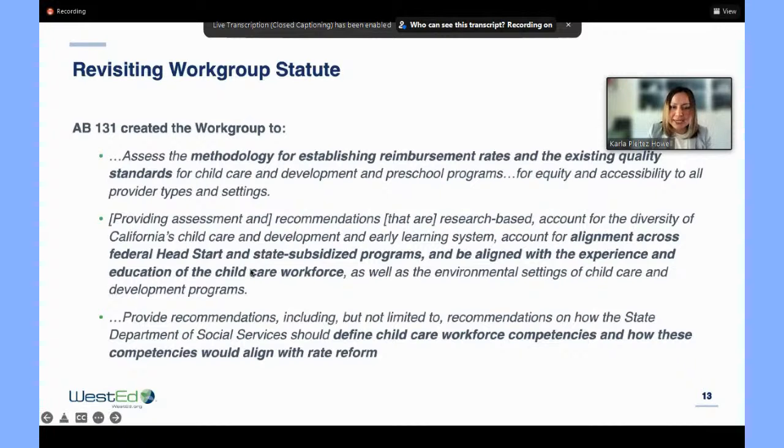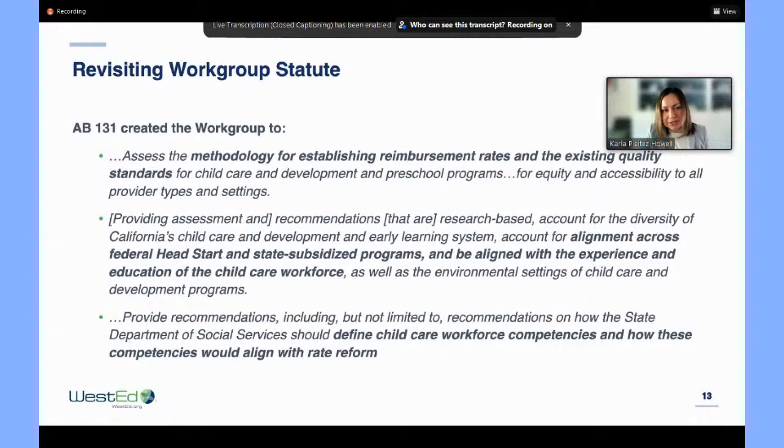As we look at that for the work group in particular, there's a call out in the statute for assessing the methodology for establishing the reimbursement rates. And what this work group has said really clearly is the regional market rate survey is not working. So let's assess other methodologies, and P5 Fiscal Strategies has been one of the lead researchers that has offered information about what other states have done. So, call of the statute.